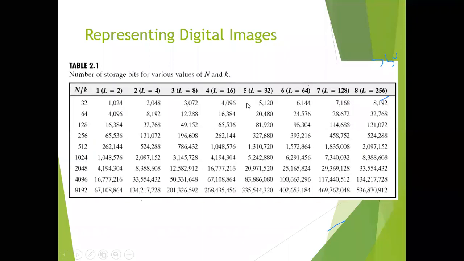Next, for example if L is equal to 2 power K, for K value 32, 1024 pixels are required. For 8 bit, if L is equal to 256 and the K value is 32, we require this many pixels. So the number of pixels required depends on your number of levels, quantization values, and samples also.